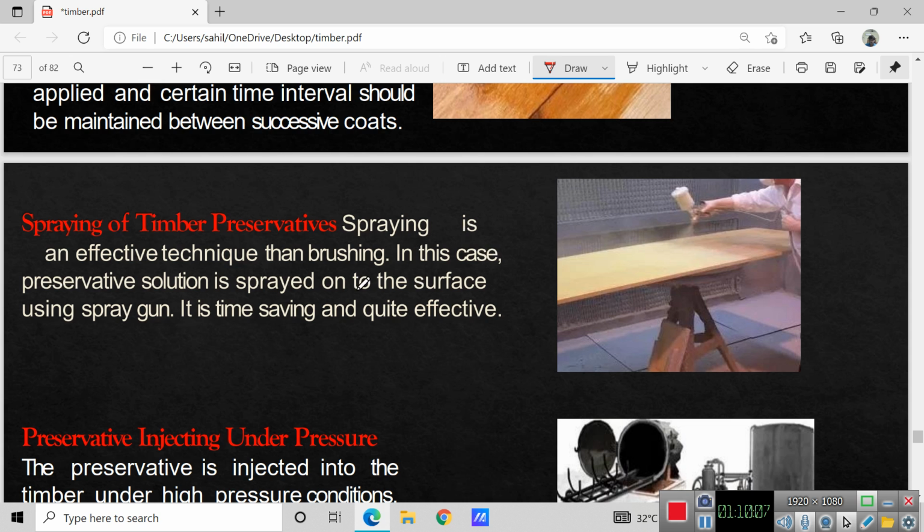Now, spraying of timber. Spraying is a more effective technique than brushing, because it covers the surface area more consistently. In this case, the preservative solution is sprayed onto the surface using a spray gun. It is time saving and quite effective. Here you can see spraying being done on timber.